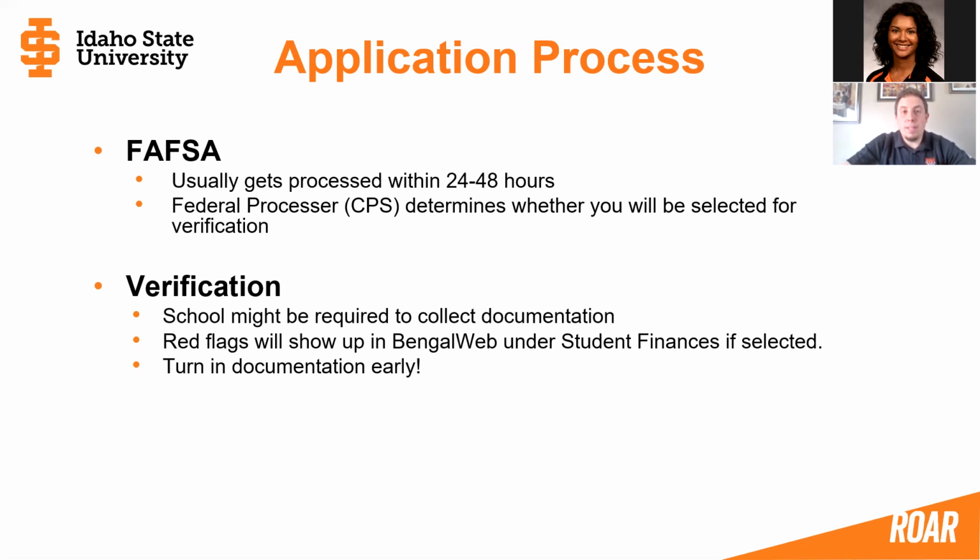It will show up in the student finances tab under your Bengal Web once you get in there and see everything. It'll be little red flags saying, hey, you need to do this. The type of things that they verify on are taxes, W-2s, household size, that sort of stuff. So you do actually have to turn those documents into the school before we can process your aid application.